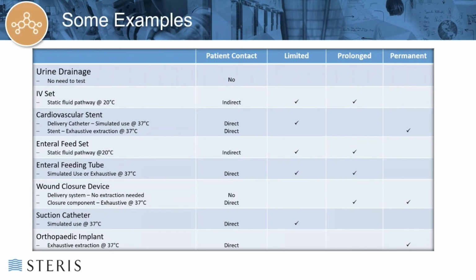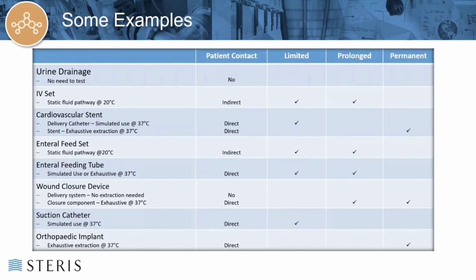An enteral feeding set would have indirect, limited, or prolonged patient contact depending on the length of use, and would be tested at room temperature. An enteral feeding tube would have direct patient contact within the body for limited or prolonged use. The device would be tested at 37 degrees Celsius by simulated use, single extraction, or by exhaustive, repetitive extractions depending on the length of use.